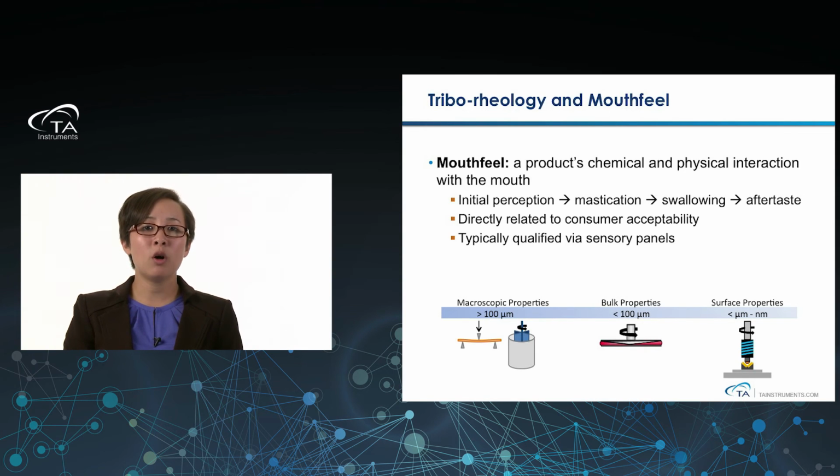But then when we move to bulk properties, now we're looking at less than 100 microns. That could be more related to rheology and the interaction of the fat content and the crystals and how those interact with one another on that length scale. But when we talk about surface properties, we're looking at less than a micron, into the nanometer range, and that's more in the realm of tribology. That's really those thin films that remain in the mouth as someone is consuming these products.